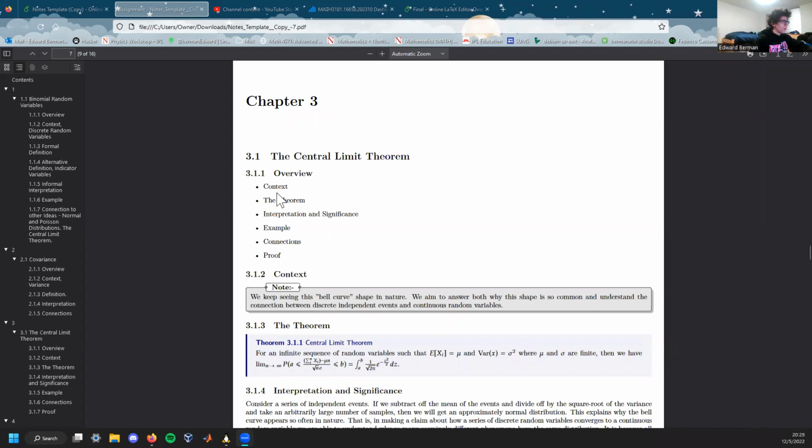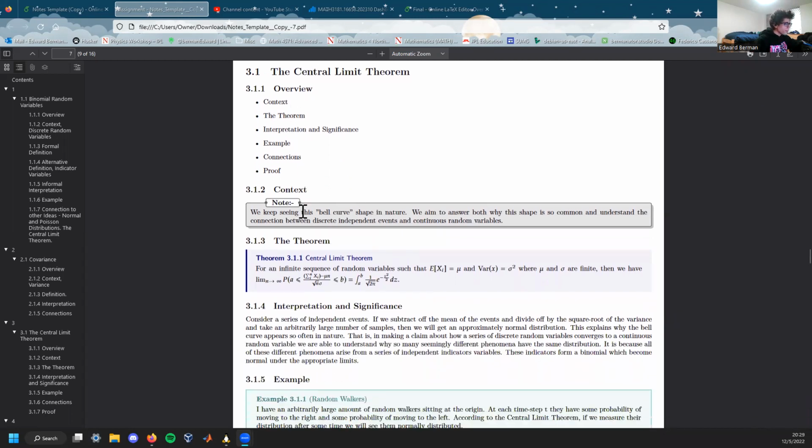I'm going to give you the context, state the theorem, its interpretation and significance, go through an example that is helpful for understanding, make connections, and share the proof. So, for some context, we keep seeing this bell curve shape in nature. We aim to answer both why the shape is so common and understand the connection between discrete independent events and continuous random variables. So the theorem states the following.